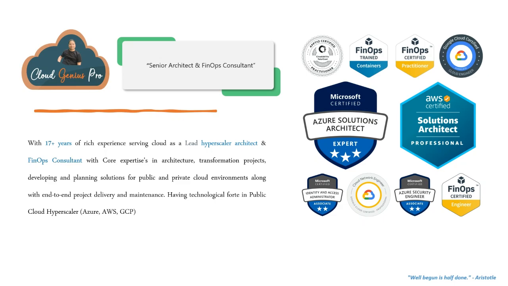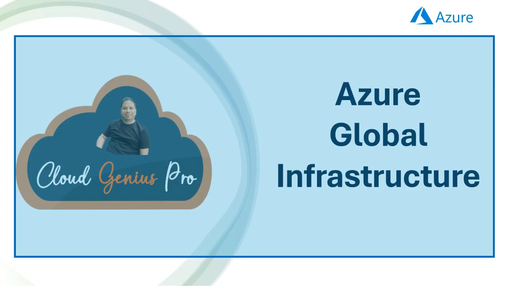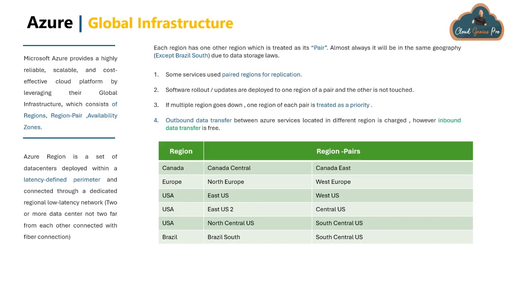So today is the first video I'm going to post here in the Azure series. We are going to talk about Azure Global Infrastructure today. Microsoft provides a highly reliable and scalable solution to their end customers by leveraging their global infrastructure. The global infrastructure of Microsoft consists of regions, region pairs, and availability zones.